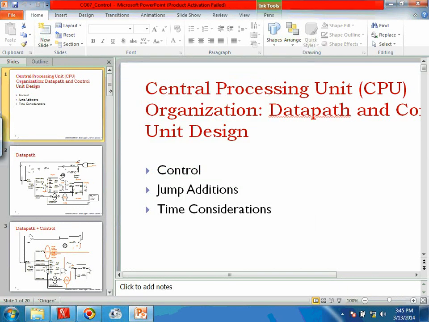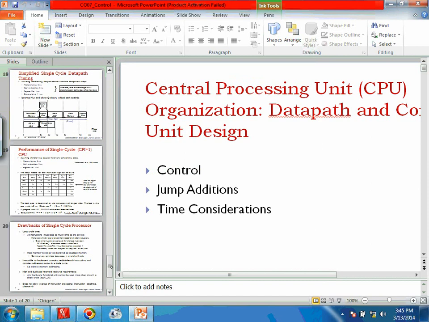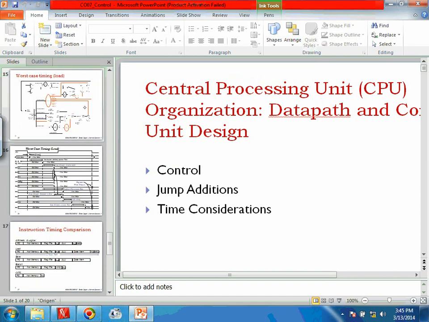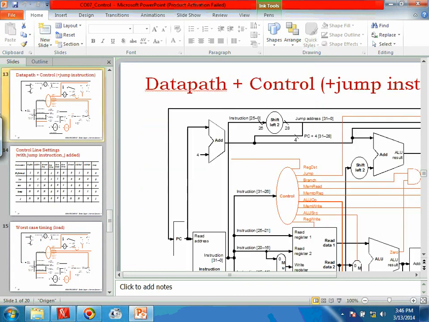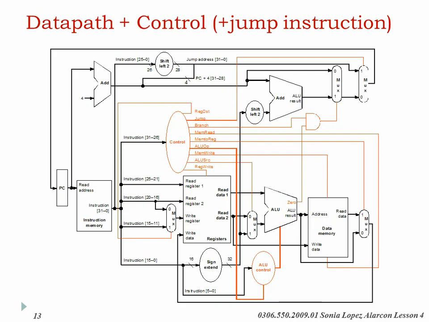Okay, so I'm going to be showing you some examples of problems that we can be dealing with the Datapath. I'm going to use this Datapath where we have the Datapath for all the instructions, so register type, load, store, branch, and jump instructions, which is the last one that we added to the Datapath.